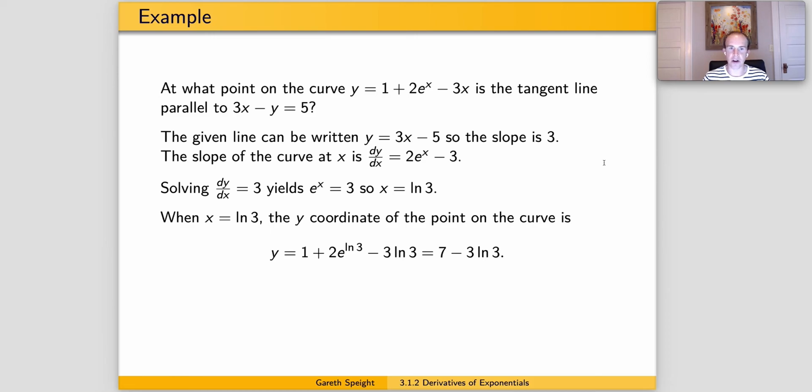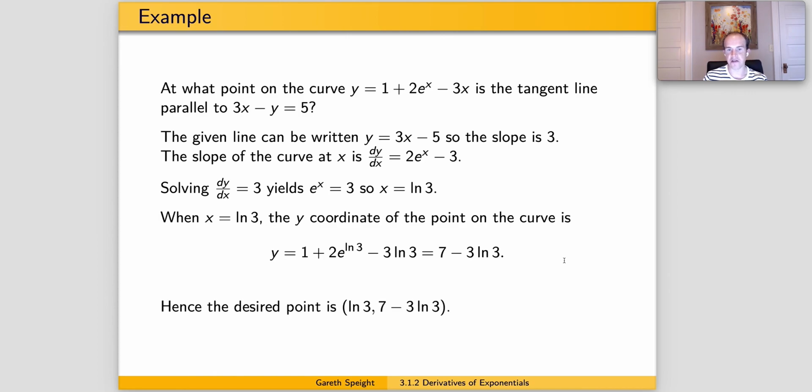And since we were asked for a point, a point is specified by 2 coordinates, not only 1. So we want to find the corresponding point on the curve to x equals natural logarithm of 3. If x is ln 3, then we find the y coordinate by subbing that back into the equation for the curve. So y was 1 plus 2e to the x minus 3x. We sub in x equals ln 3. So we have the 1, then we have 2e to the ln 3. Remember, exponential and natural logarithm are inverse functions. So if I do one and then the other, I get back to where I started. So 3 goes to ln 3, then exponential of that goes back to 3. So here I get 2 times 3, which is 6, minus 3 ln 3, so I have 7 minus 3 ln 3.